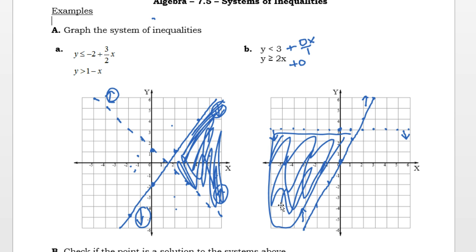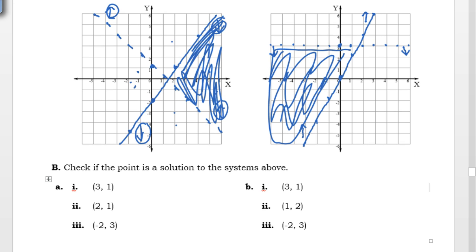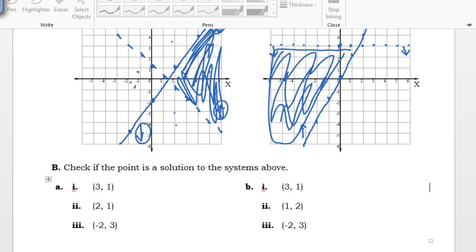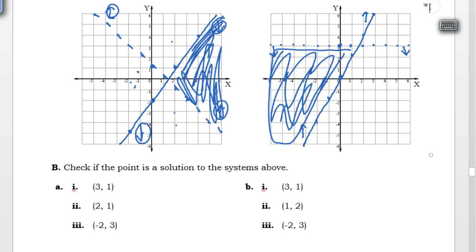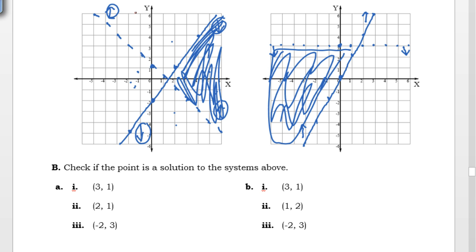My next example says, check to see if a point is in the solution to the systems above. So, first graph. Is 3, 1 in the system? 1, 2, 3, 1. Is that a solution? Yes, in the shaded region.